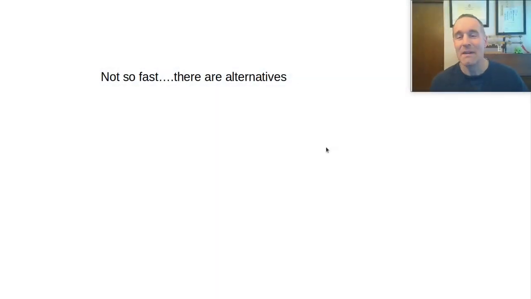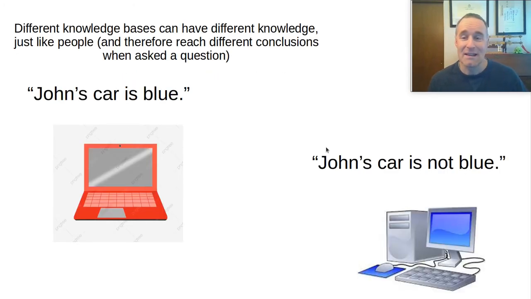Well, not so fast. There are alternatives, right? So in some sense, this is true. A contradiction does destroy everything, but you don't have to create one of those contradictions. There are some ways around it. So let's take, again, a very simple example of John's car is blue and John's car is not blue.